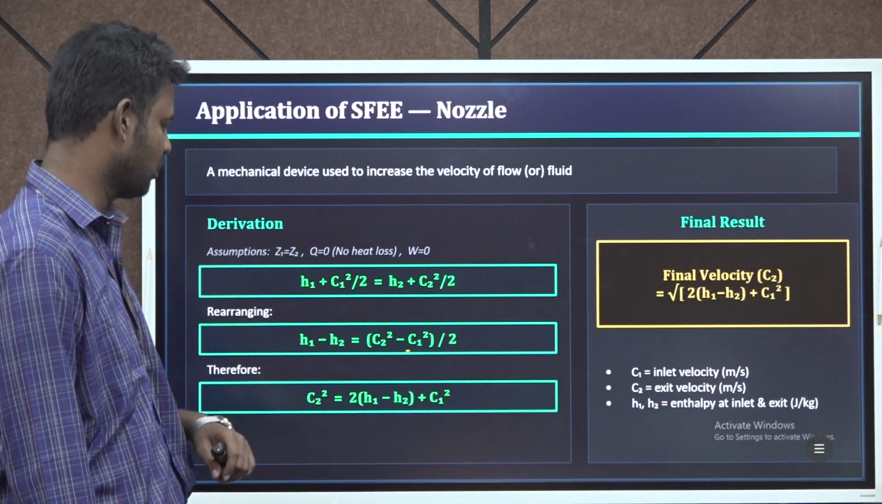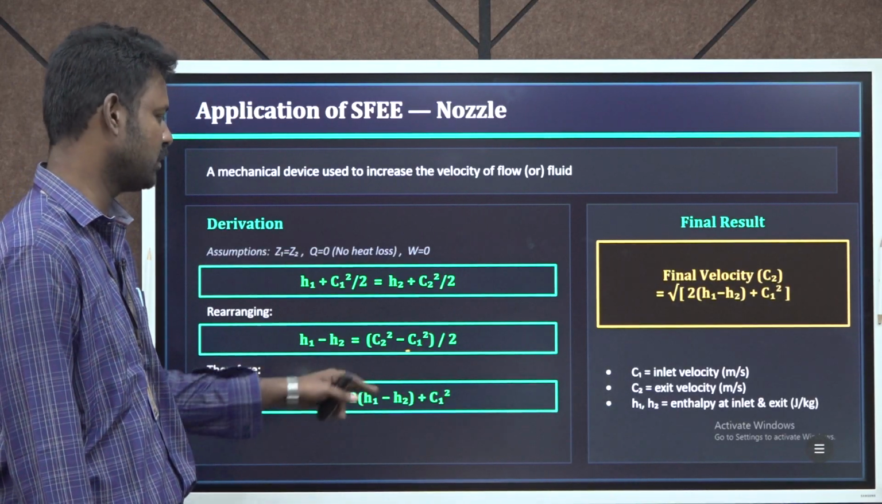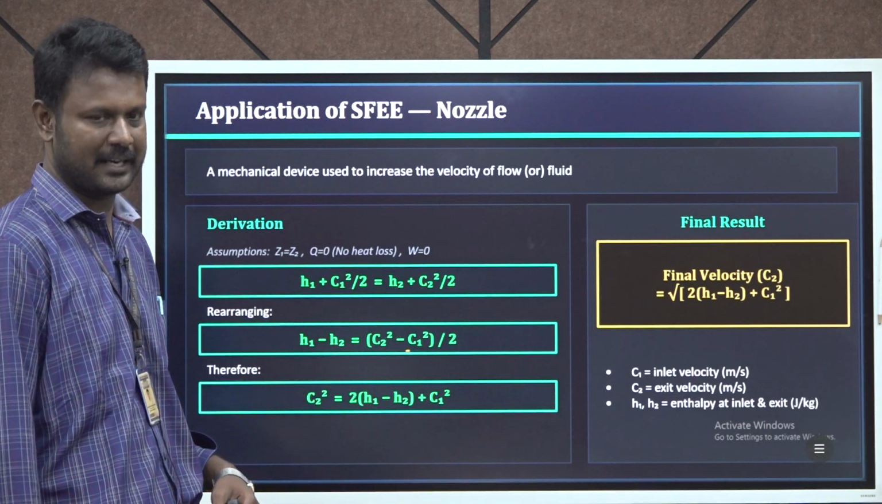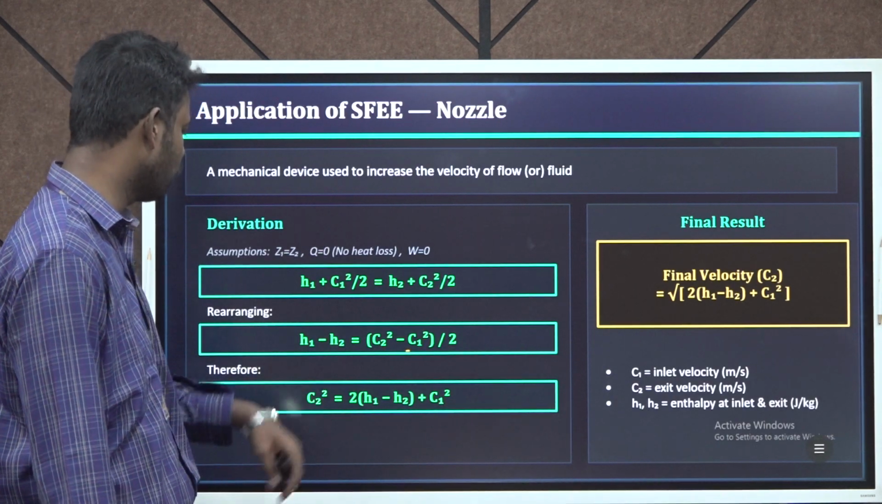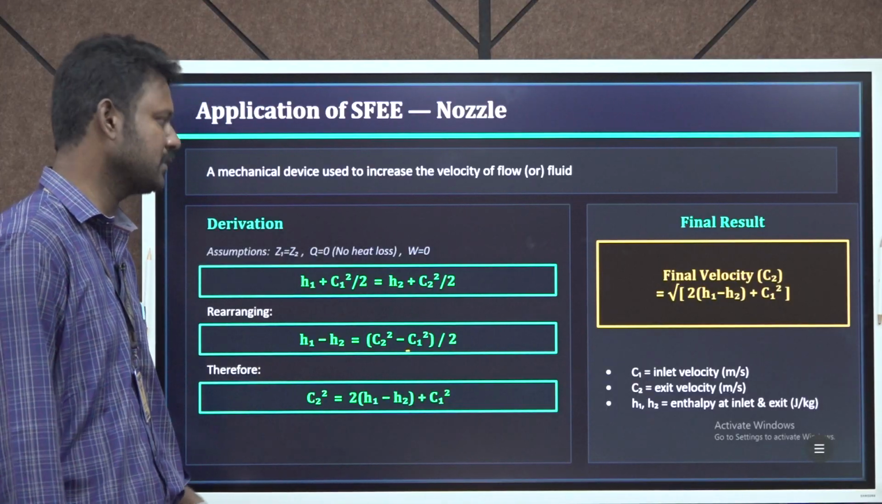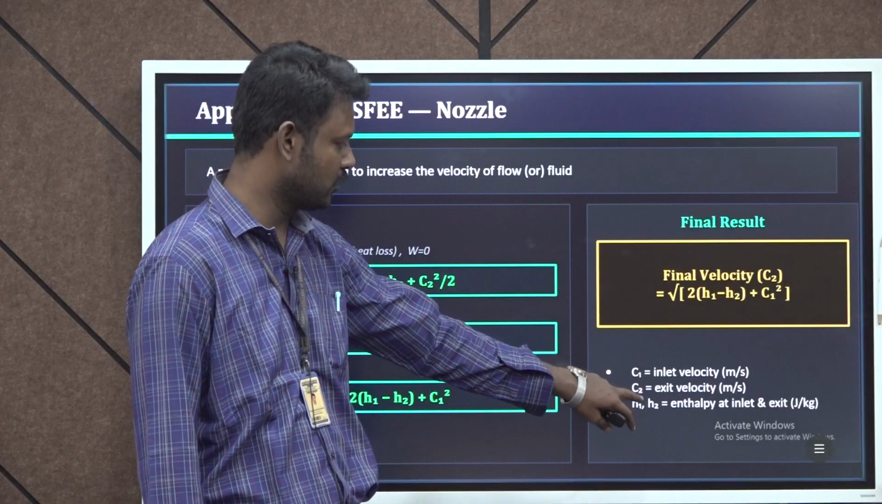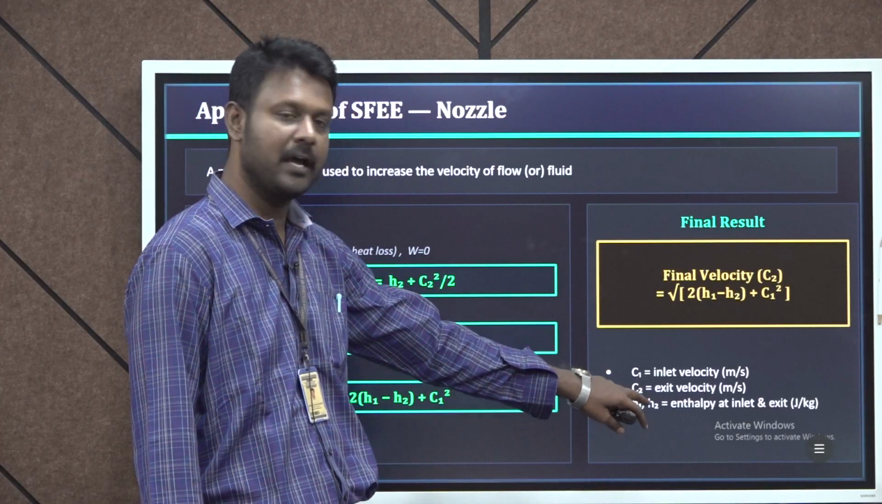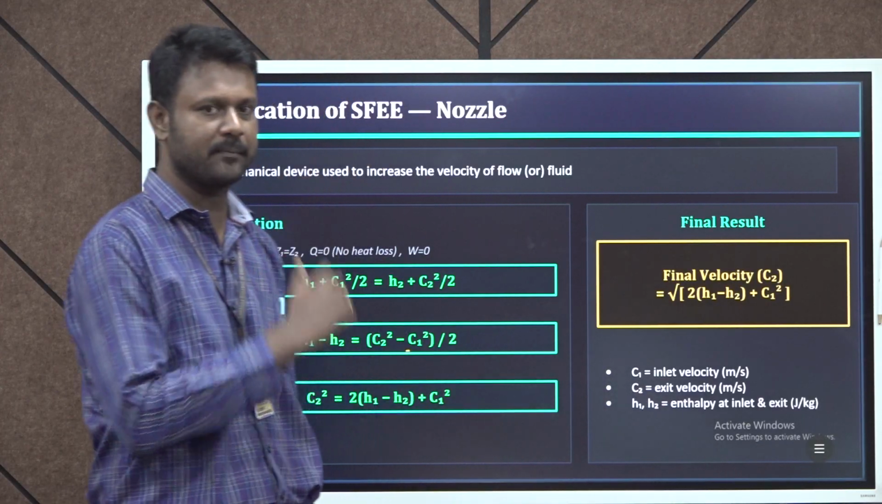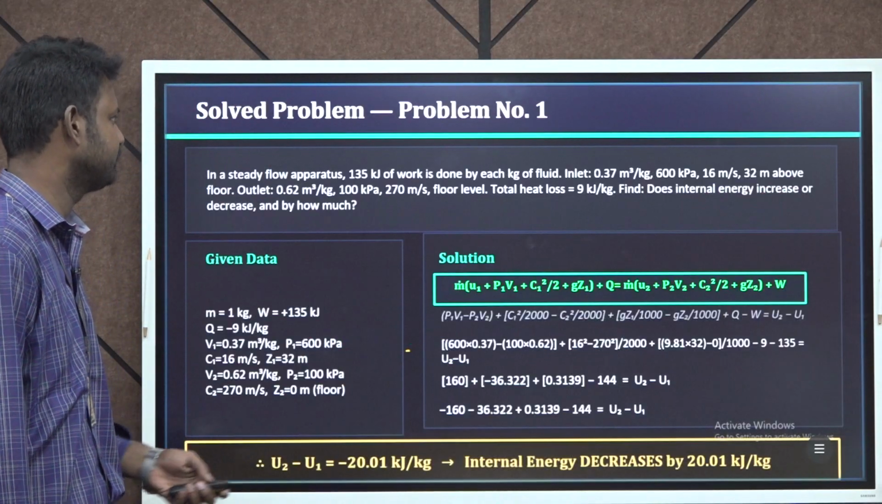So C2 square is equal to 2 into H1 minus H2 plus C1 square. So the final result can be written as C2 is equal to the square root of 2 into H1 minus H2 plus C1 square, where C1 is the inlet velocity in meter per second, C2 is the outlet or exit velocity, and H1 and H2 are the enthalpies at inlet and exit.